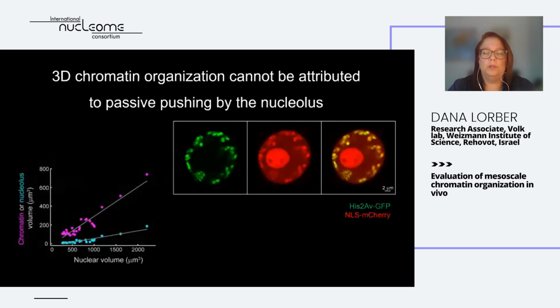Chromatin occupies 31% of the nuclear volume, and the nucleolus occupies 8%. These ratios were preserved over a wide range of nuclear volumes, suggesting a tight regulation over chromatin volume fraction, the ratio between the volume of the chromatin to the volume of the nucleus.